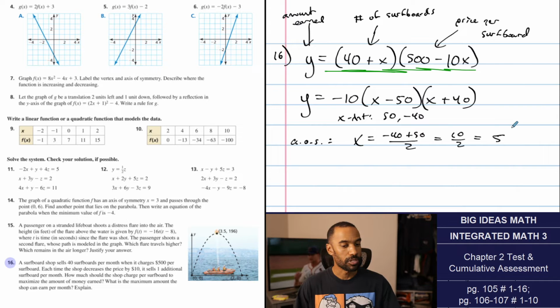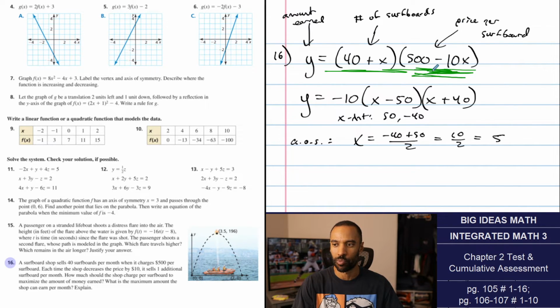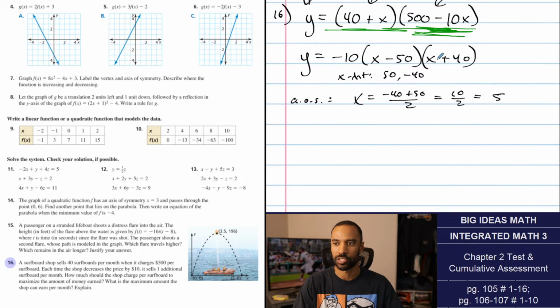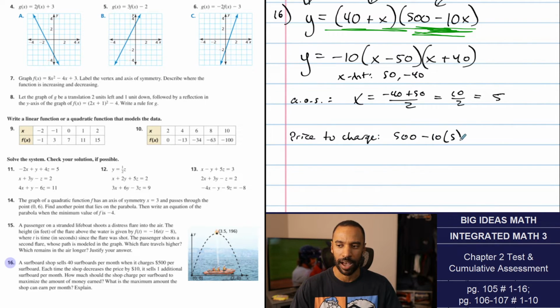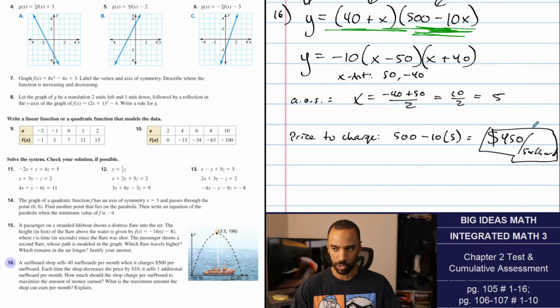Now, that was not one of the questions they asked. They didn't ask how many surfboards you sell. They said how much do you charge per surfboard. So if you sell 5 surfboards, the price per surfboard is right here, 500 minus 10x. So the price to charge will be 500 minus 10 times 5, or 500 minus 50, which is $450 per surfboard. That will maximize the number of surfboards you sell in general.